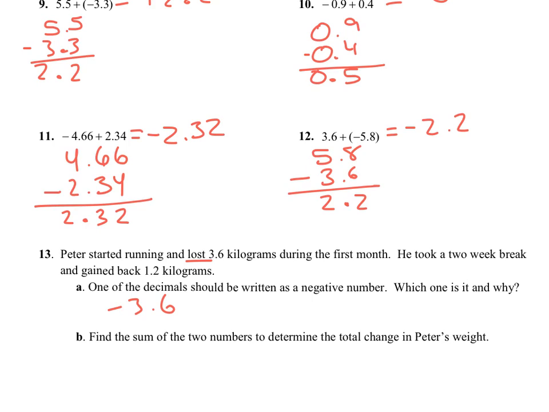So the first month he loses 3.6. Then he takes a 2-week break, and he gains back 1.2. So again, let's figure out what my answer is going to be. Is it going to be positive or negative? It's going to be negative because the negative number is bigger. Now, since my signs are different, I'm going to subtract my numbers. So I would do that in blue. I've got 3.6 minus 1.2. What's 6 minus 2? 6 minus 2 is 4. And then 3 minus 1, that's 2. I put the decimal point in between. So my final answer is negative 2.4.